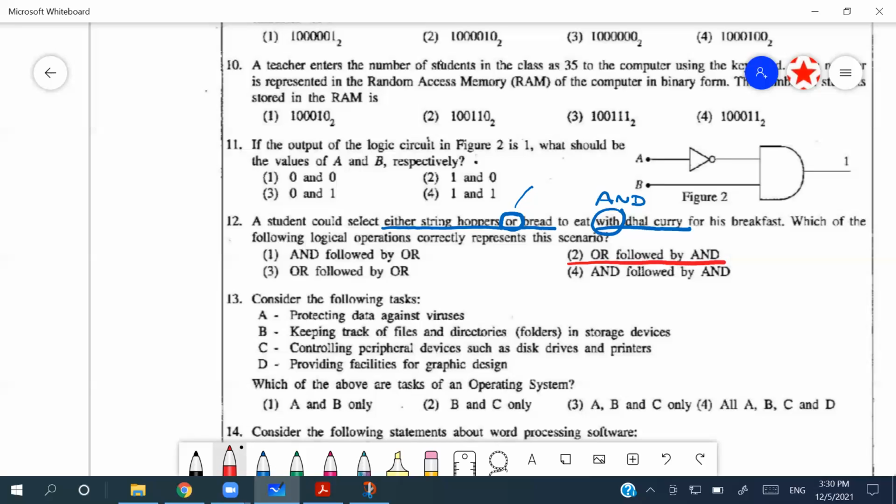Then the 13th one. Consider the following tasks: protecting data against viruses, keeping track of the files and directories in storage devices, controlling peripheral devices such as disk drives and printers, providing facilities for graphic design. Which of the above are tasks of an operating system? Now, protecting data against viruses, that's a task of the antivirus software.